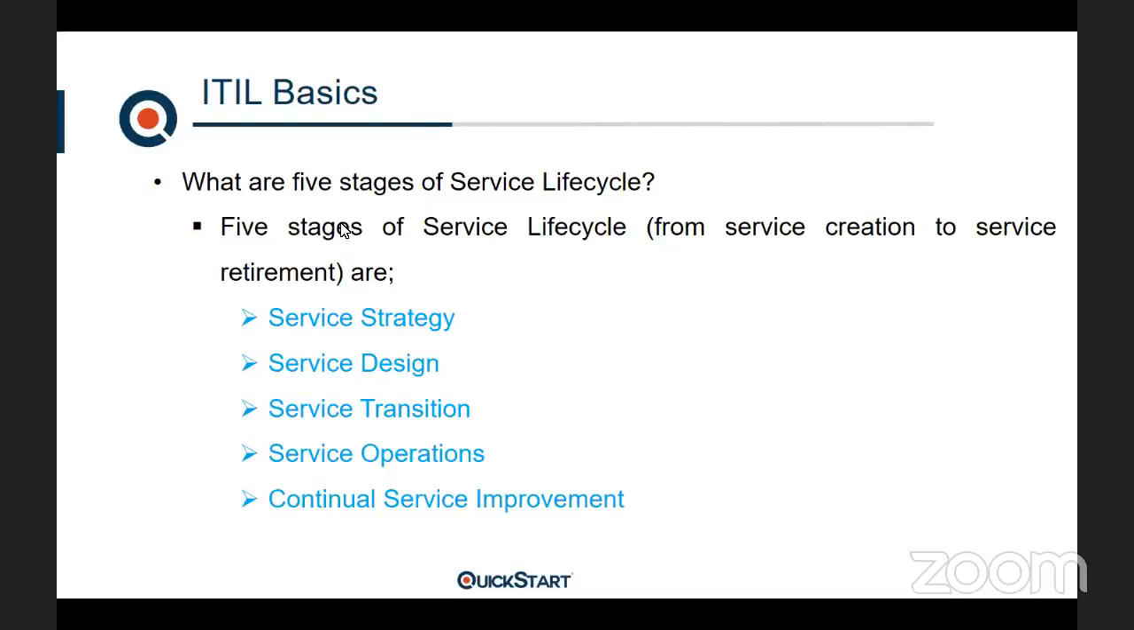So these are the five stages, as I said. And these five stages have core publications, and that's the reason we call it ITIL, IT Infrastructure Library, because it consists of five core publications, and these core publications actually address these individual stages of the service life cycle. So it's pretty useful. It's pretty easy to understand about a service, about the different aspects of service, as I said, from service creation to service retirement.